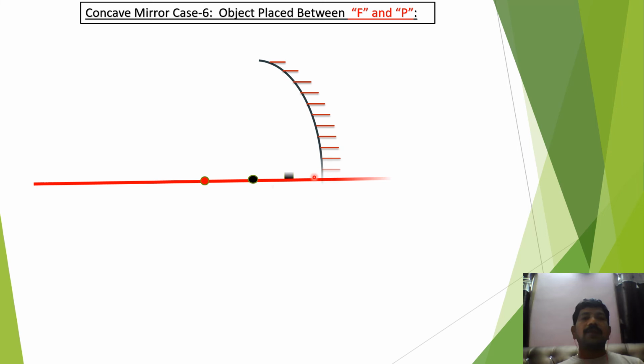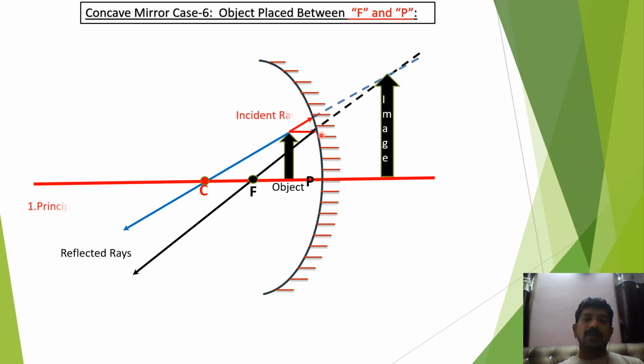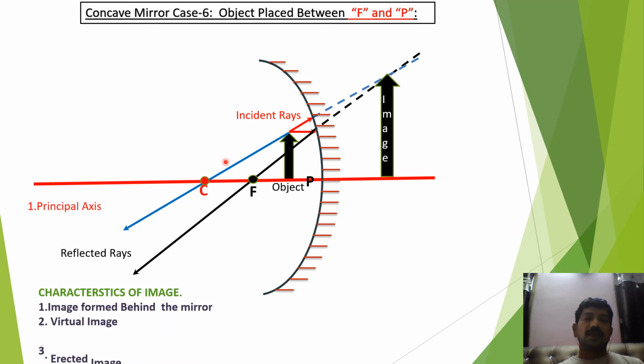Now, when the object is placed between focus and pole of the concave mirror on the principal axis. Look carefully. The object is kept here; here is pole, here is focus, in between pole and focus. One ray parallel to the principal axis, after reflection, passes through the focus. Another ray passing through the center of curvature gets reflected through the center of curvature only. See this one. I extend these two reflected rays. They meet at some point.